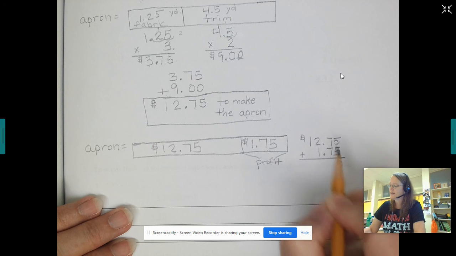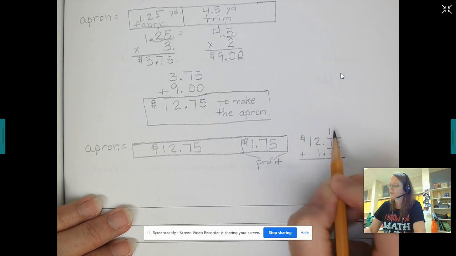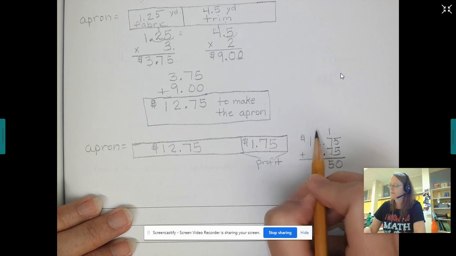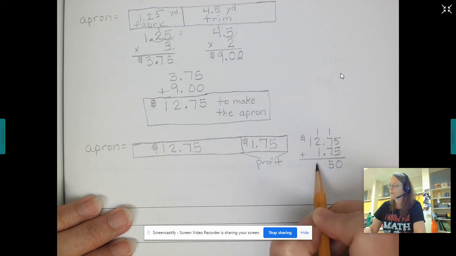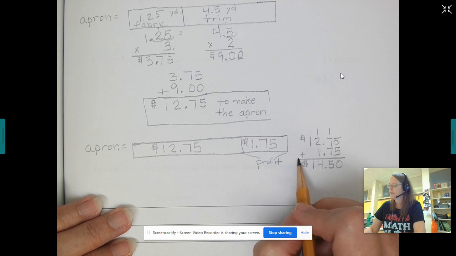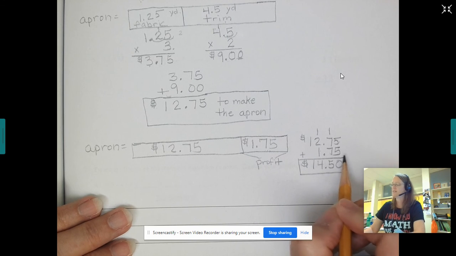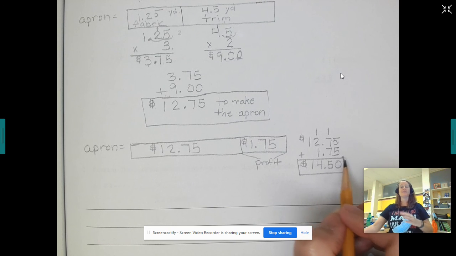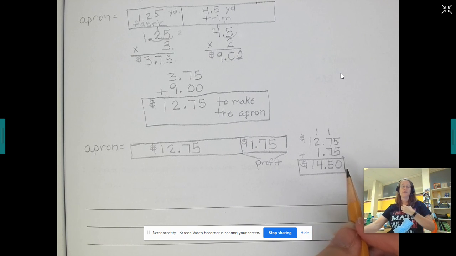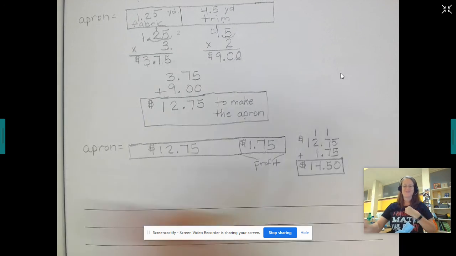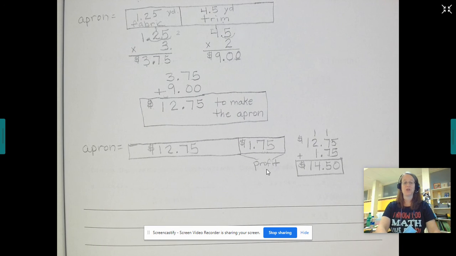5 and 5 is 10. 7 and 7 is 14. And 1 more makes 15. 1, 2, 3, 4. So we would need to sell each apron for $14.50 in order for us to be able to make a profit or keep $1.75 for every apron. Good job, guys.